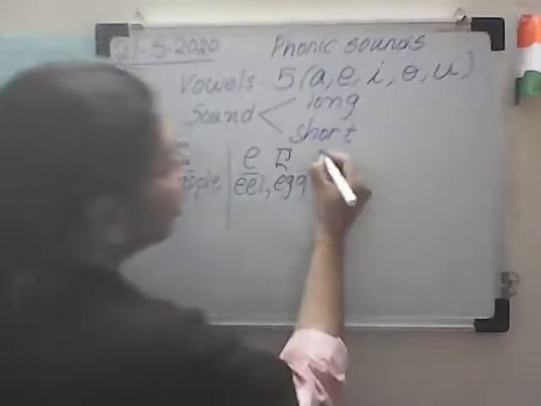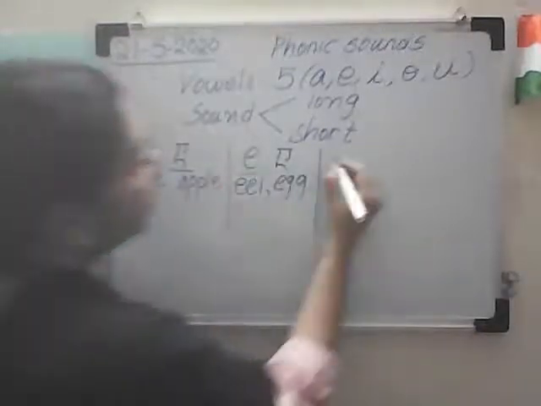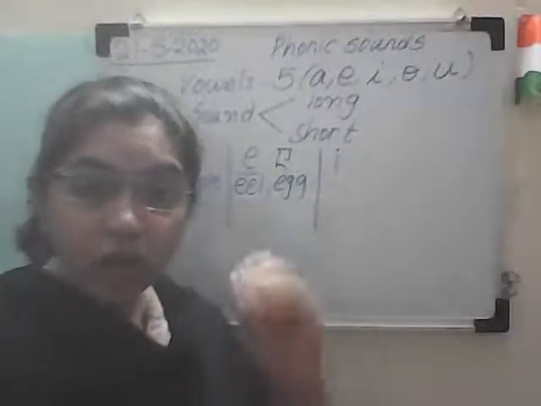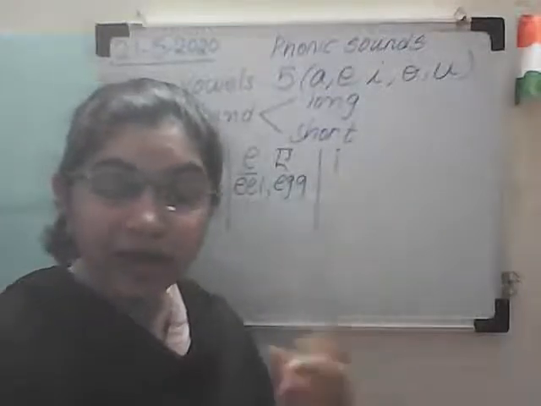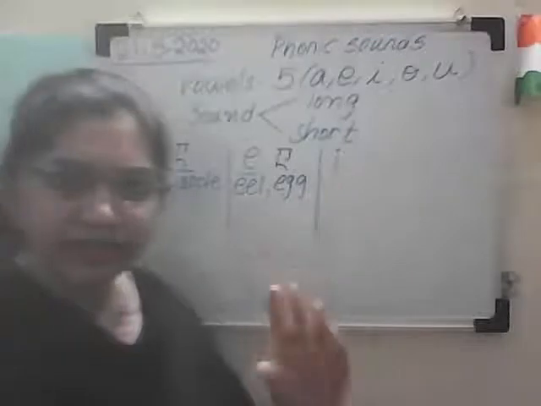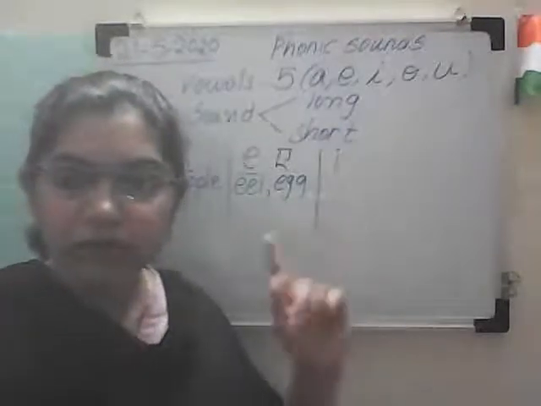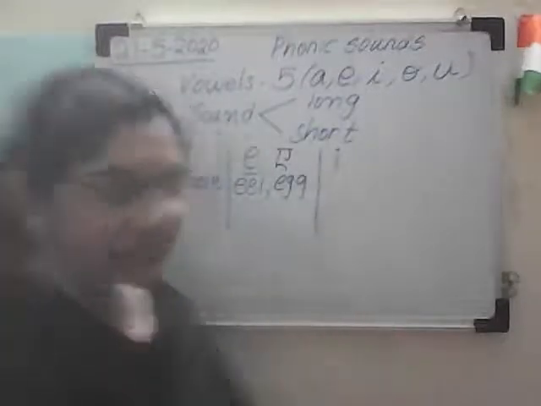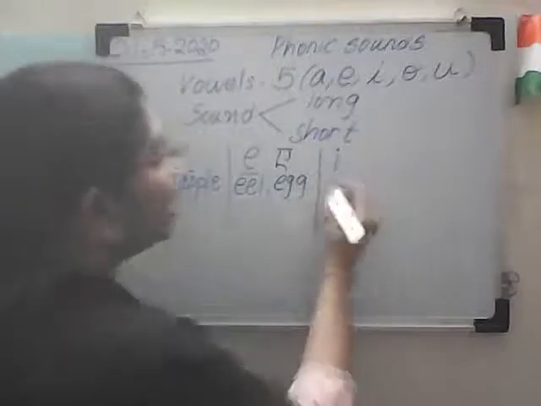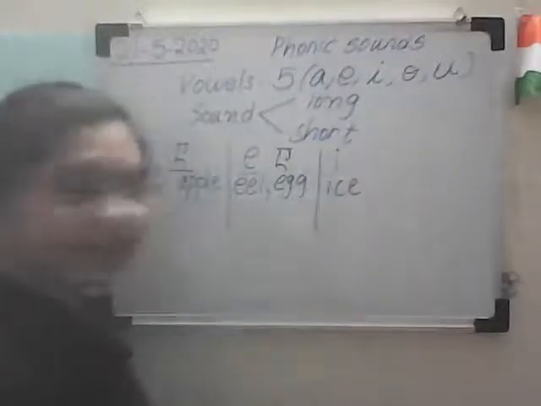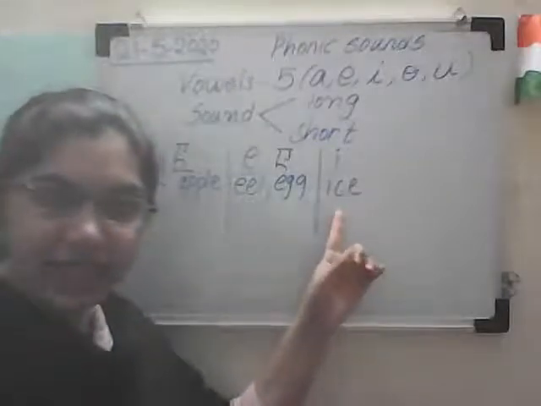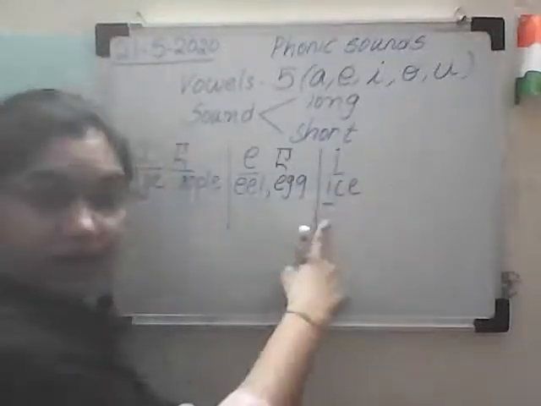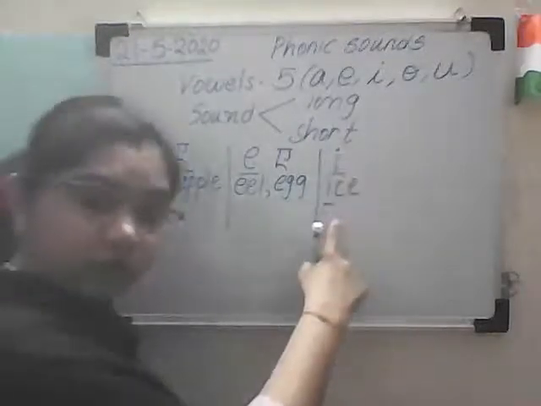Now, let's see I. Long sound for I is I only. That is ice. Letter is I, sound is also I.